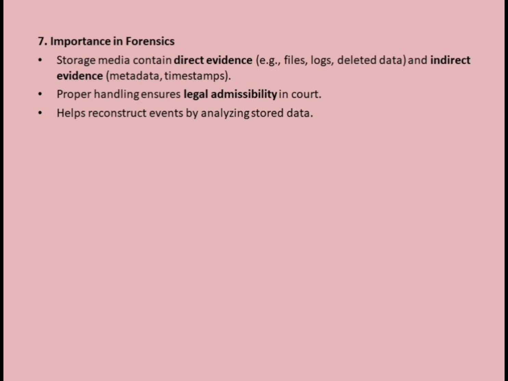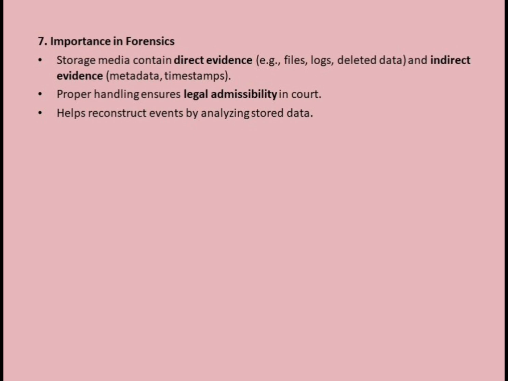They contain both direct and indirect evidence. Direct evidence. This includes the actual content stored on the media, such as files, emails, documents, images, videos, or system logs. For example, a suspect's USB drive may contain stolen company documents, or a hard drive might have ransomware scripts that were used in an attack. These pieces of evidence can directly link a person to illegal activities.